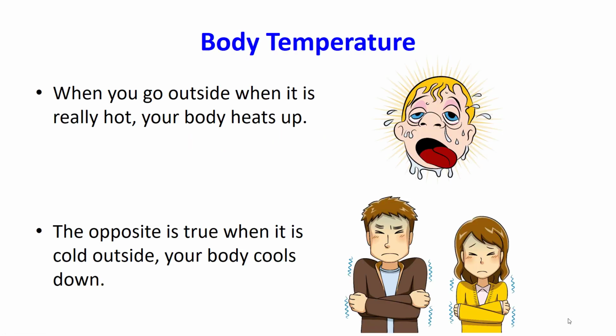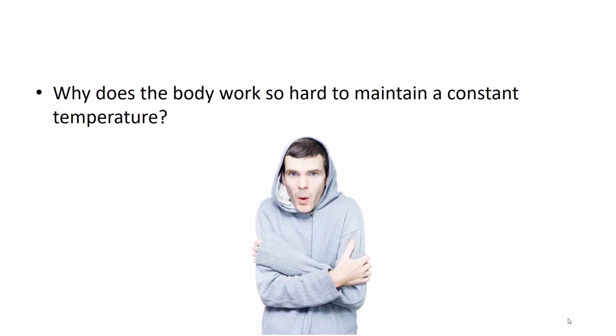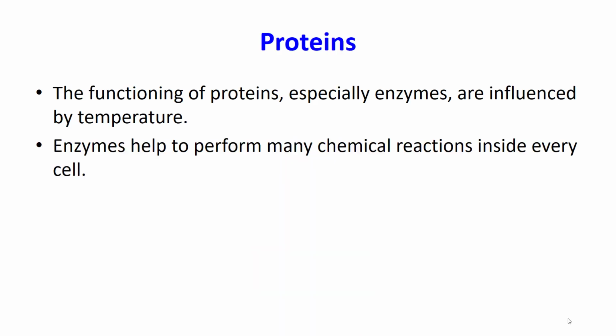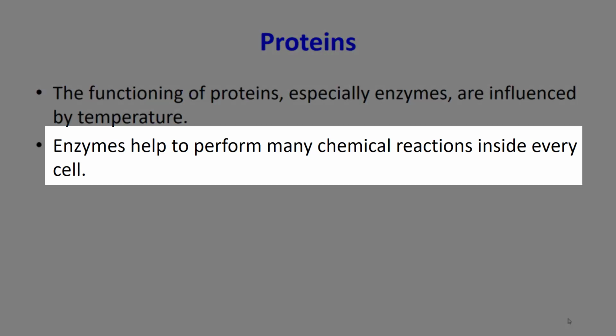Discuss enzymes and homeostasis. When you go outside and it's really hot, your body temperature increases and you heat up. And the opposite is true. When you go outside and it's really cold, your body temperature will decrease and you cool down. So why does your body spend so much energy trying to maintain a constant temperature? The answer has to do with proteins, especially enzymes, and they're influenced by temperature. What enzymes do is they help perform many of the chemical reactions inside of every cell of your body.